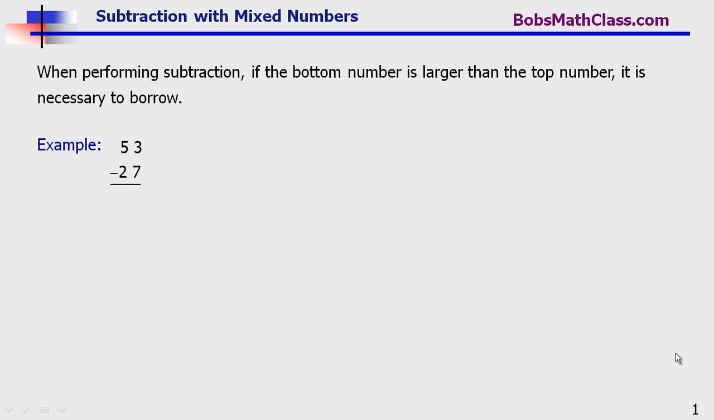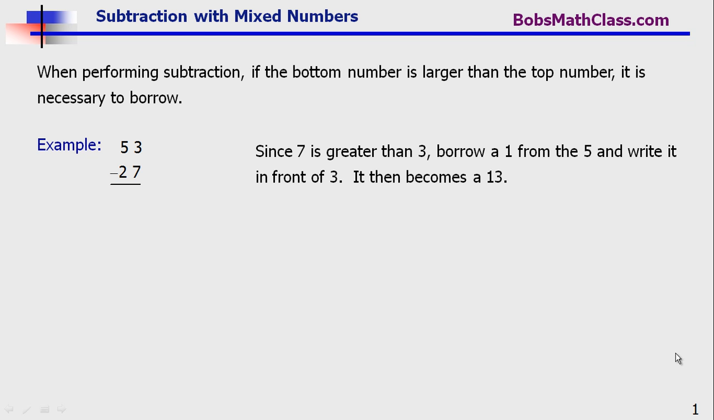Example, 53 minus 27. 7 is larger than 3, so we have to borrow, right? So we borrow from the 5. Since 7 is greater than 3, we borrow 1 from the 5 and write it in front of the 3, and then it becomes a 13, right? So borrow 1 from the 5, it becomes a 4, you put a 1 in front of the 3, and then we consider it as a 13. So 13 take away 7 is 6, and 4 minus 2 is 2.